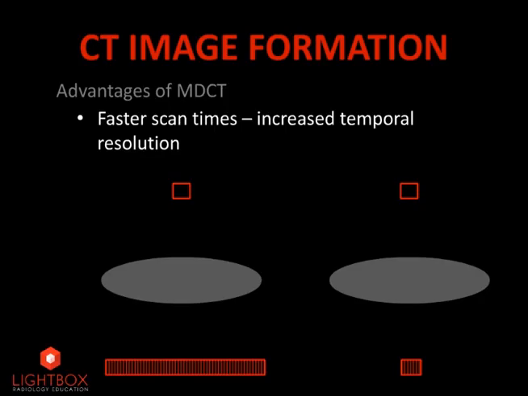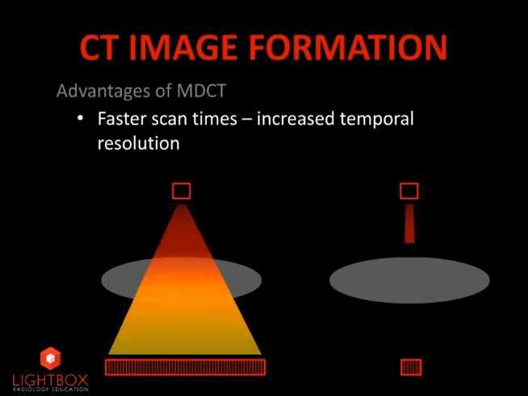The second advantage of a multi-detector CT is increased temporal resolution or faster scan times. With increased numbers of detectors, a larger volume of tissue can be imaged with each rotation of the tube and detectors.